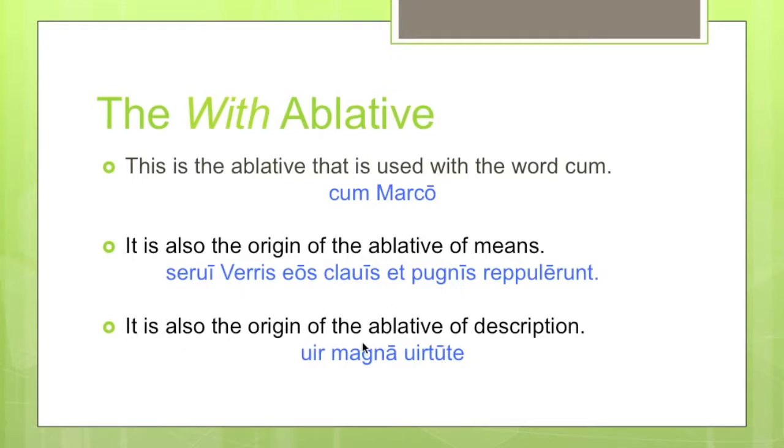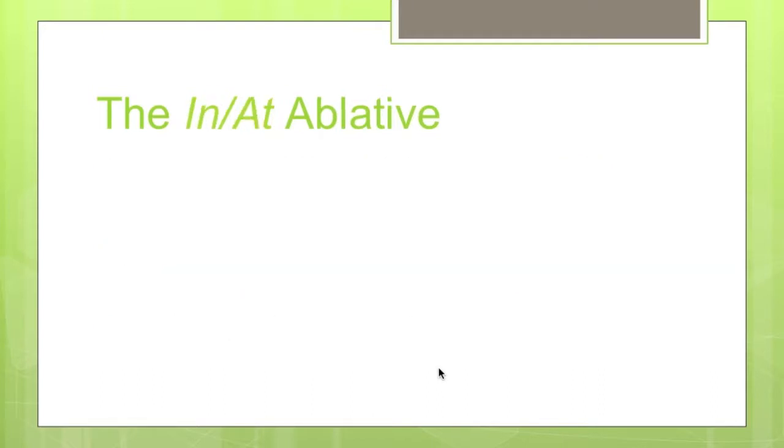It is also the origin of the ablative of description. When we say a man with great virtue, using the ablative is carrying the meaning of with. So this is a good example of the with sense of the ablative.